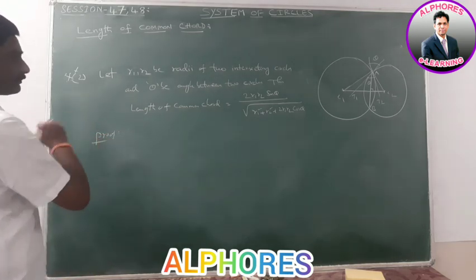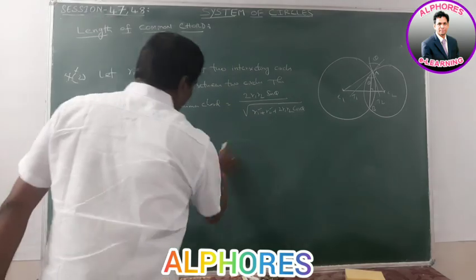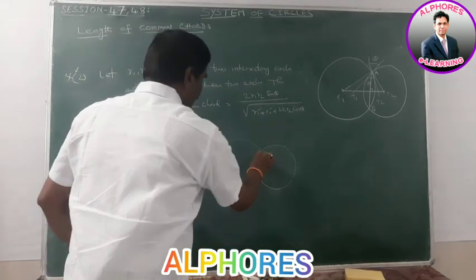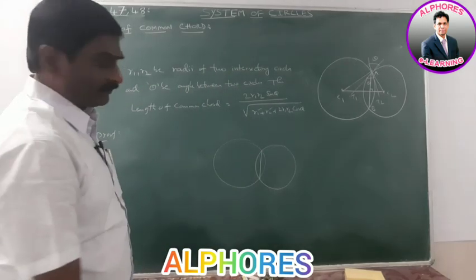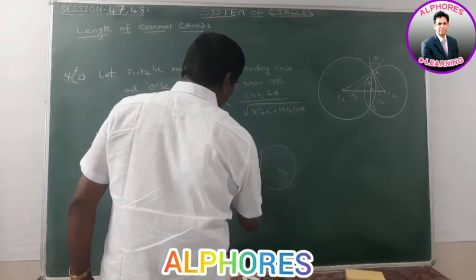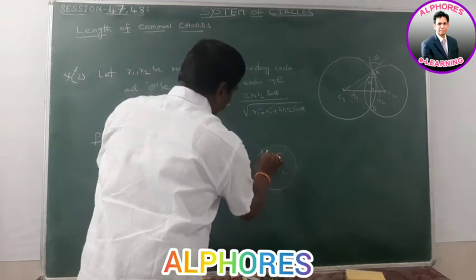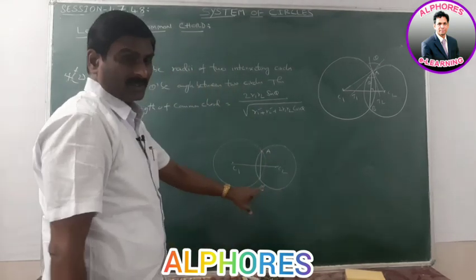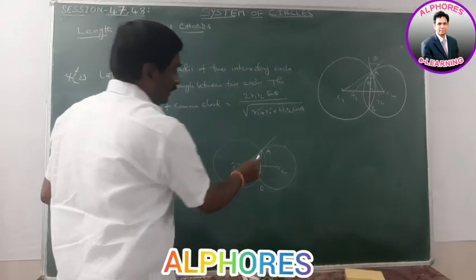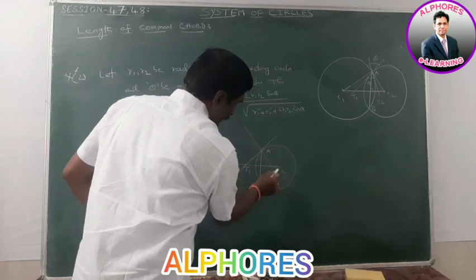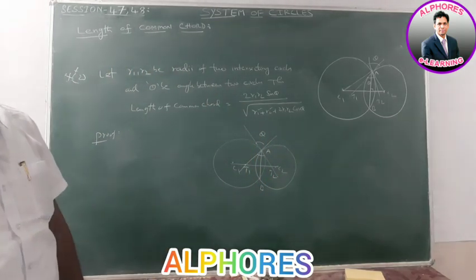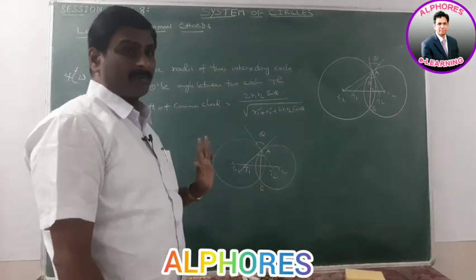Proof. Suppose this is one circle, and this is another circle. These two intersect at A and B. The length AB is nothing but the length of the chord. Say this is the circle with center C1, and this is the center C2, joined by the line C1, C2. The points of intersection are A and B. At A, suppose the tangents meet the line joining the centers at T1 and T2. This angle is theta, the angle between the two tangents, which is nothing but the angle between the two circles.